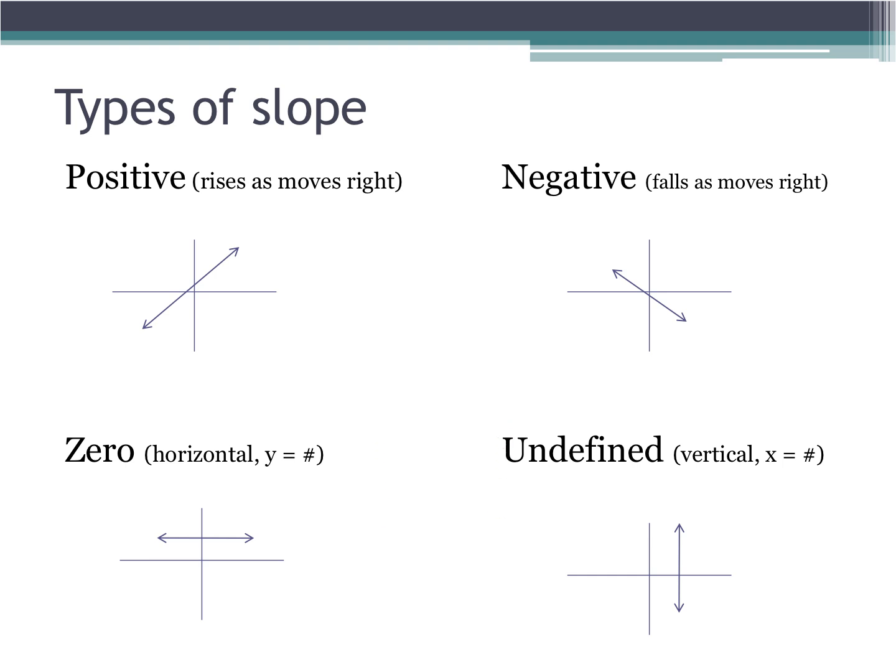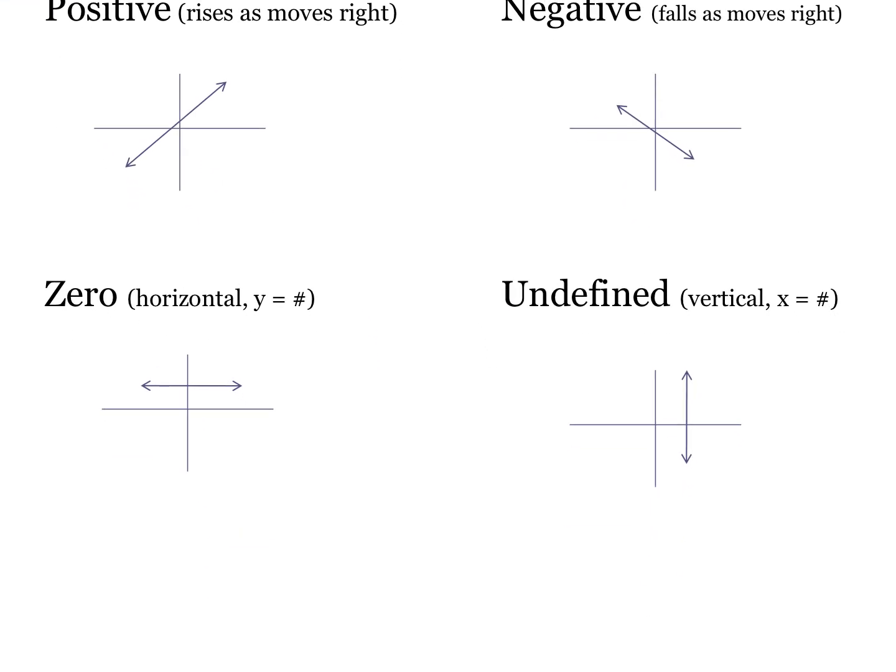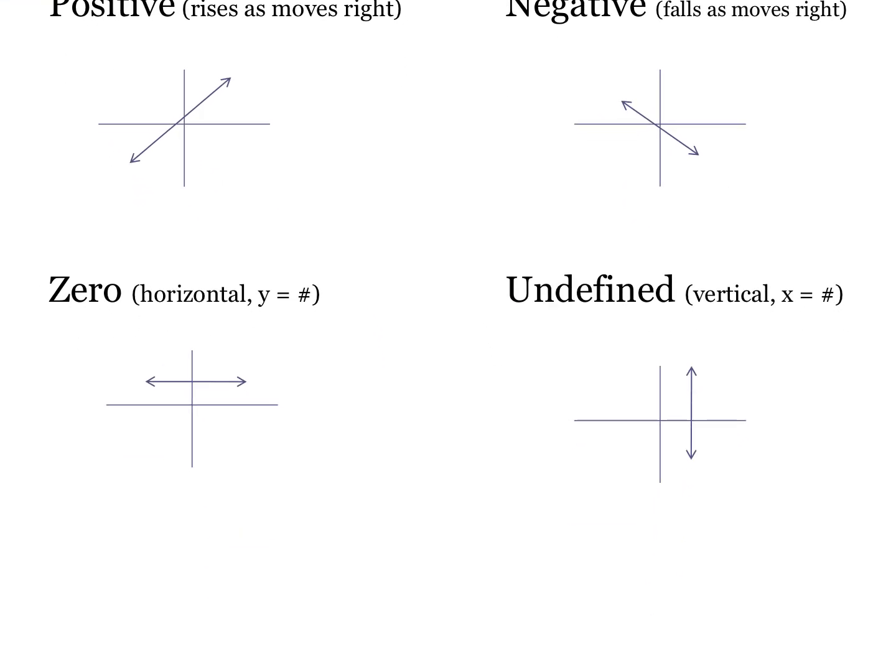Two that most students get confused on are 0 and undefined. You have to know these for your test. You have to understand the difference, okay? 0 is when you have a horizontal line. When you have y equals a number, that's your 0 slope. And then when you have x equals a number, that's called undefined. Okay, that's your vertical slope.